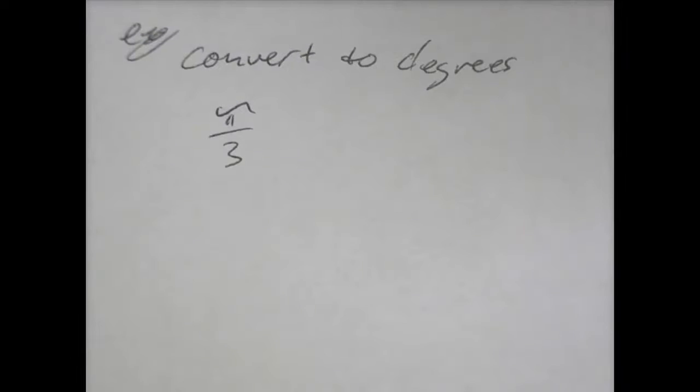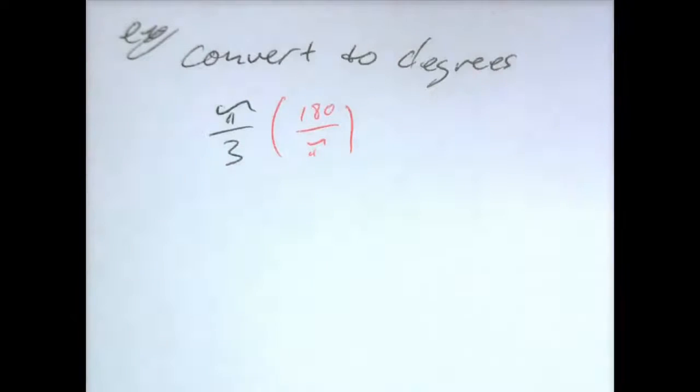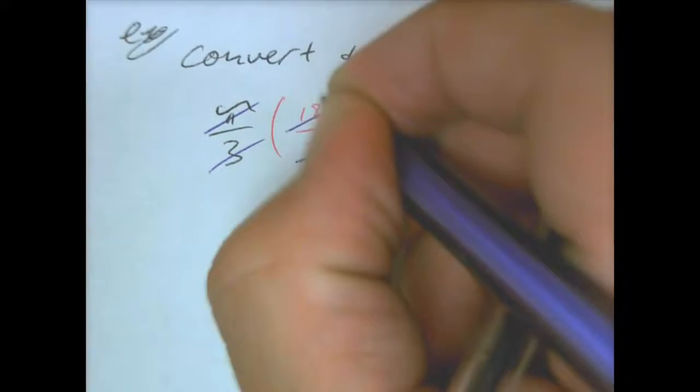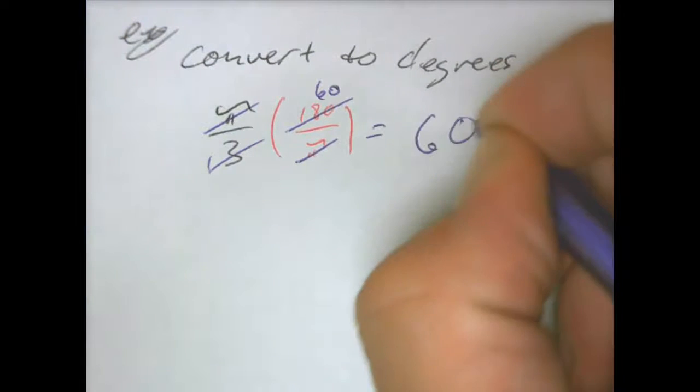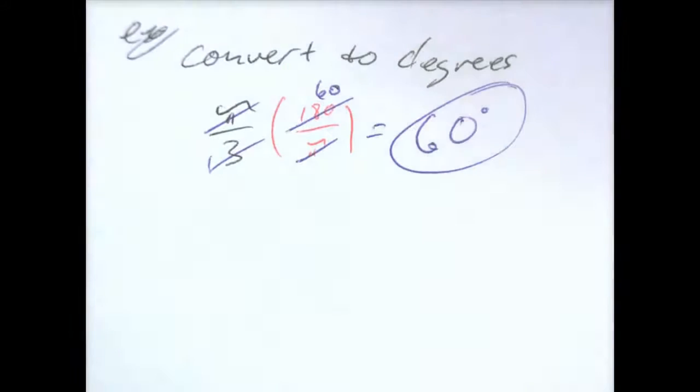Okay, now we are converting to degrees, so I'm going to multiply by 180 over pi. Well, notice that pi divided by pi is 1. 180 divided by 3 is 60 over 1, so this would just be equal to 60 degrees. Make sure you put a degree symbol, please.